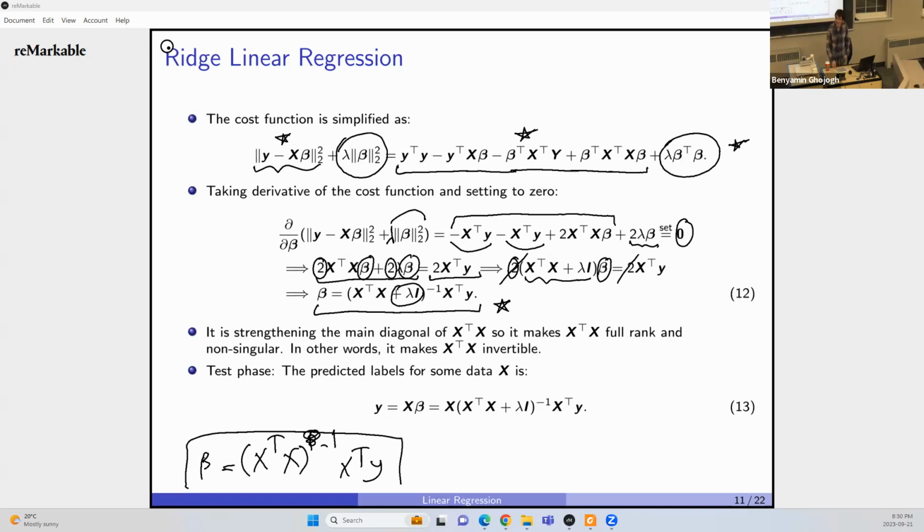So again, what was the predicted labels? X beta, right? So X beta, and we replace beta with the solution of ridge regression. This is the predicted labels in ridge regression. Interesting, right?